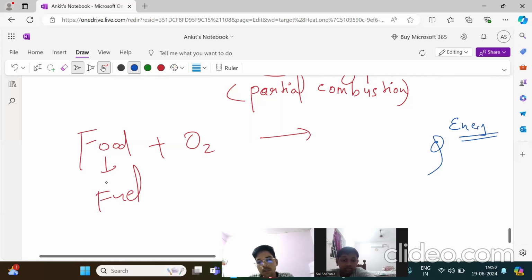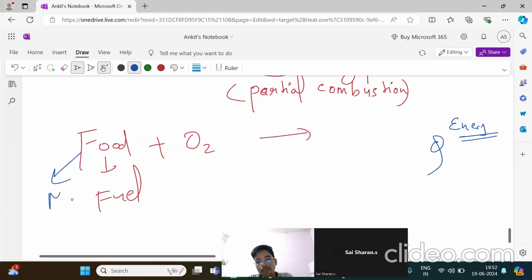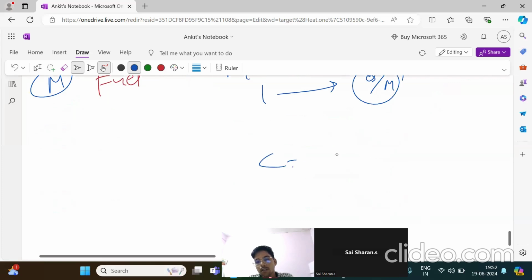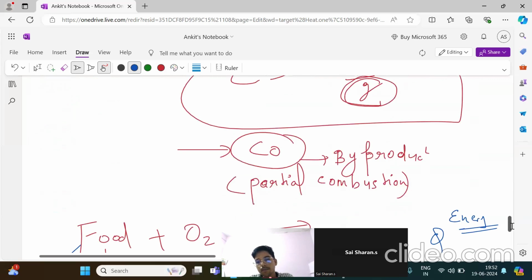For example, if you have taken m gram of fuel or food, so from m, how much energy is produced? Q. For unit mass, Q by m. This Q by m is what? Calorific value. Unit mass.